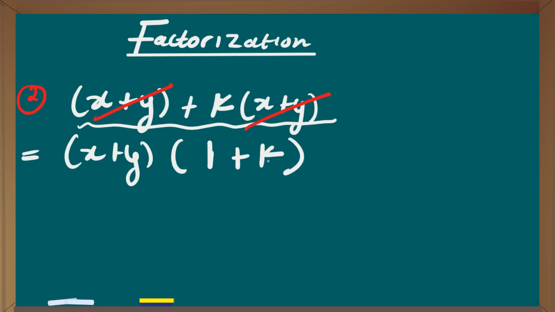Where is this 1 coming from? It comes from here. When we remove x plus y, what is it that we are left with? It's not 0, but it's 1. So this makes our final answer.